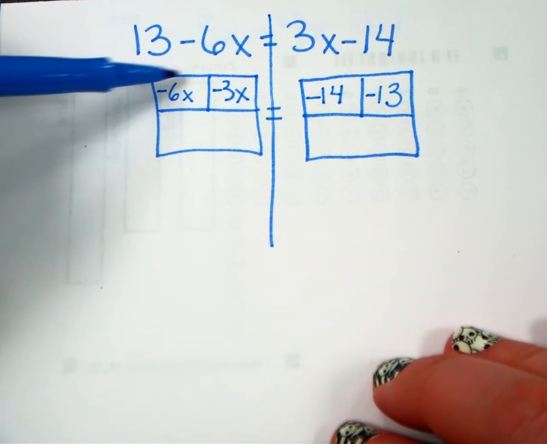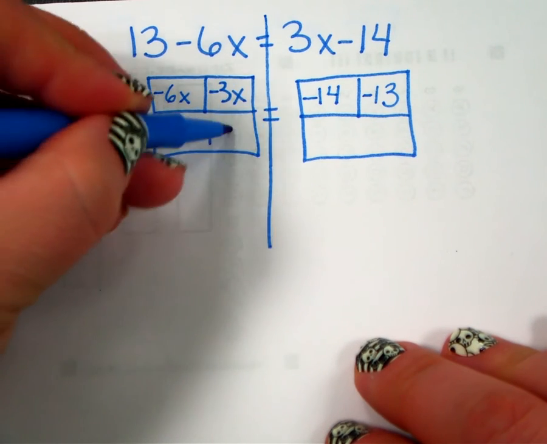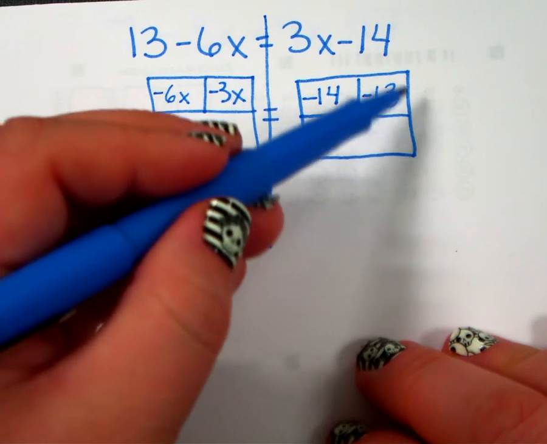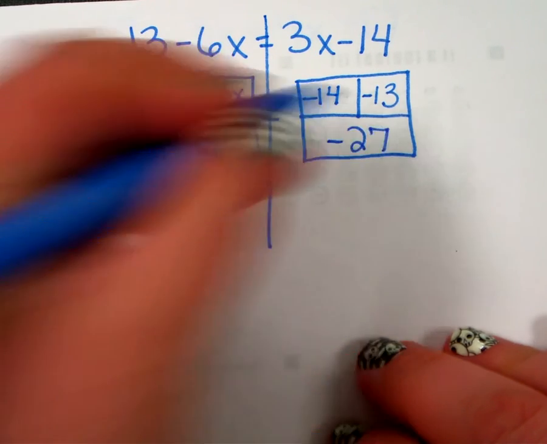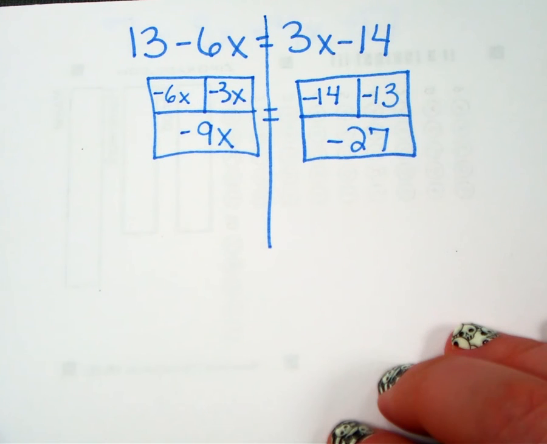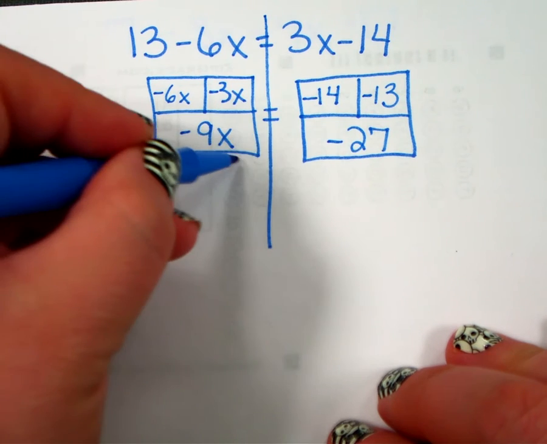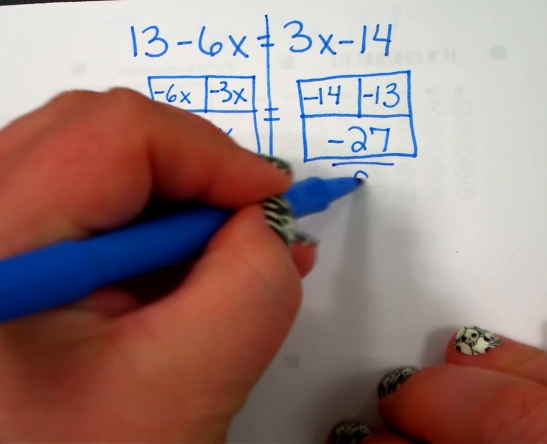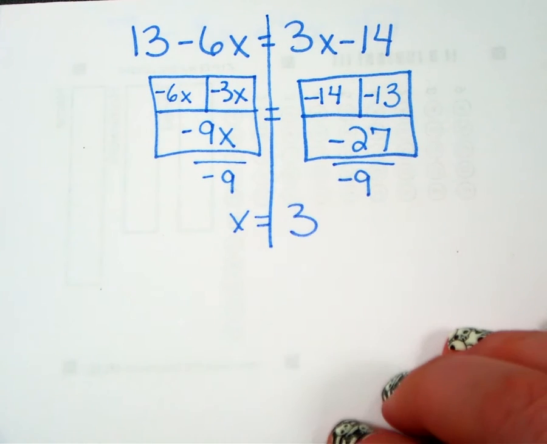Negative 6x, negative 3x, that gives me negative 9x. Negative 14 minus 13, that gives me negative 27. So I have negative 9x equals negative 27. I want to get rid of the negative 9 by dividing both sides by negative 9, so that x is equal to positive 3.